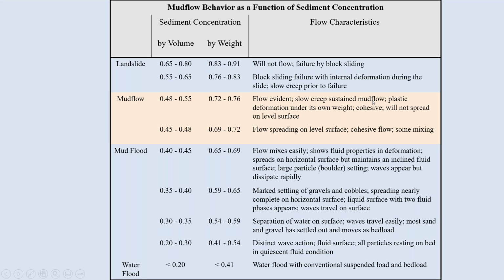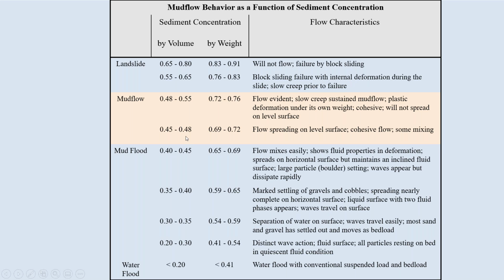And you may have what you would consider to be fluid flow. It could be a slow creep sustained mud flow. There might be plastic deformation under its own weight. It's cohesive. It won't spread on a level surface. And down to say 40 to 48% flow spreading on a level surface, cohesive flow, some mixing. Now this extends a little bit both above and beyond this range depending on the type of clay material or the percent of clay compared to the percent of silt or silt clay mixture. So above this amount, 55% concentration by volume, it's essentially a landslide, and now you're walking on it. It will not flow. It's a failure by blocks sliding or by tumbling blocks with internal deformation during the slide.